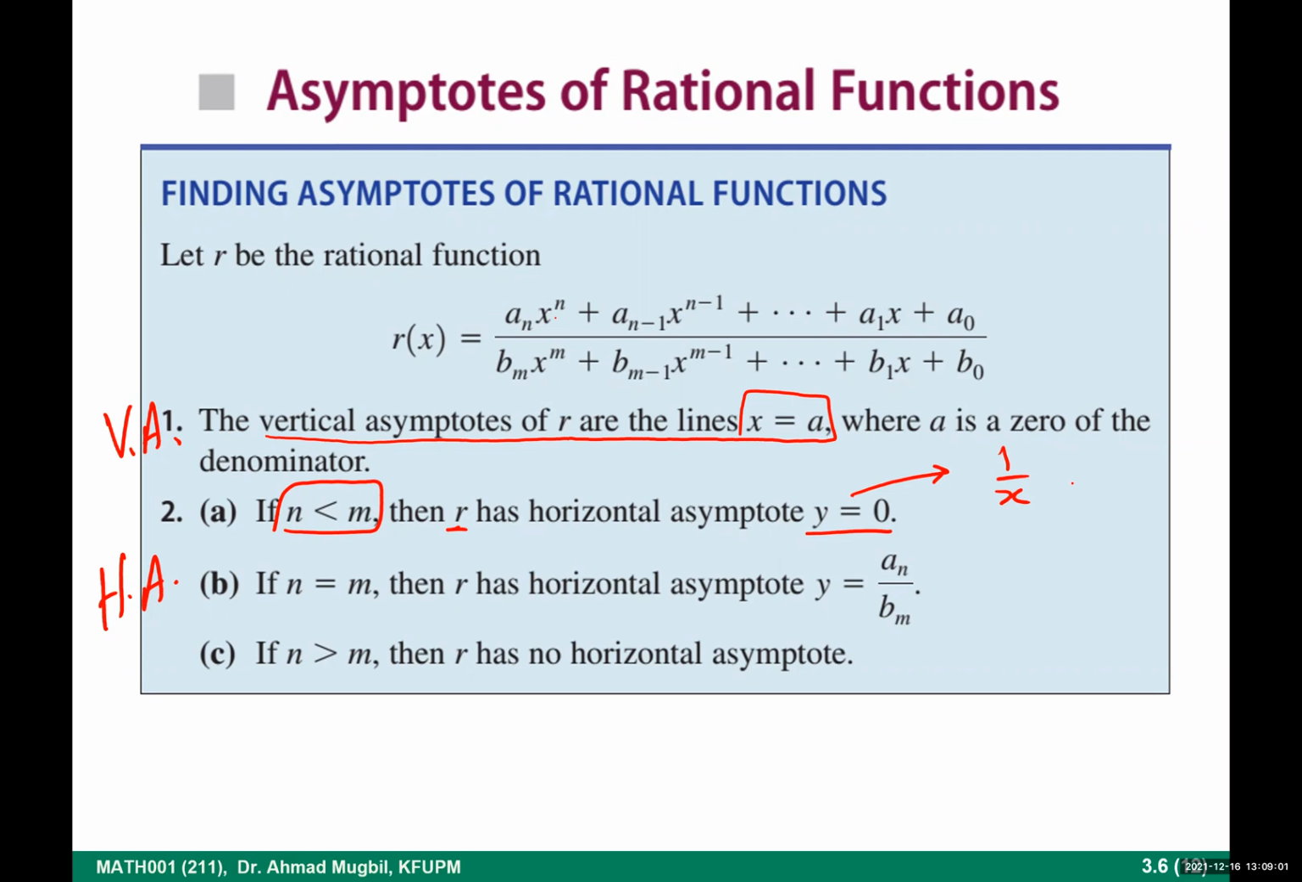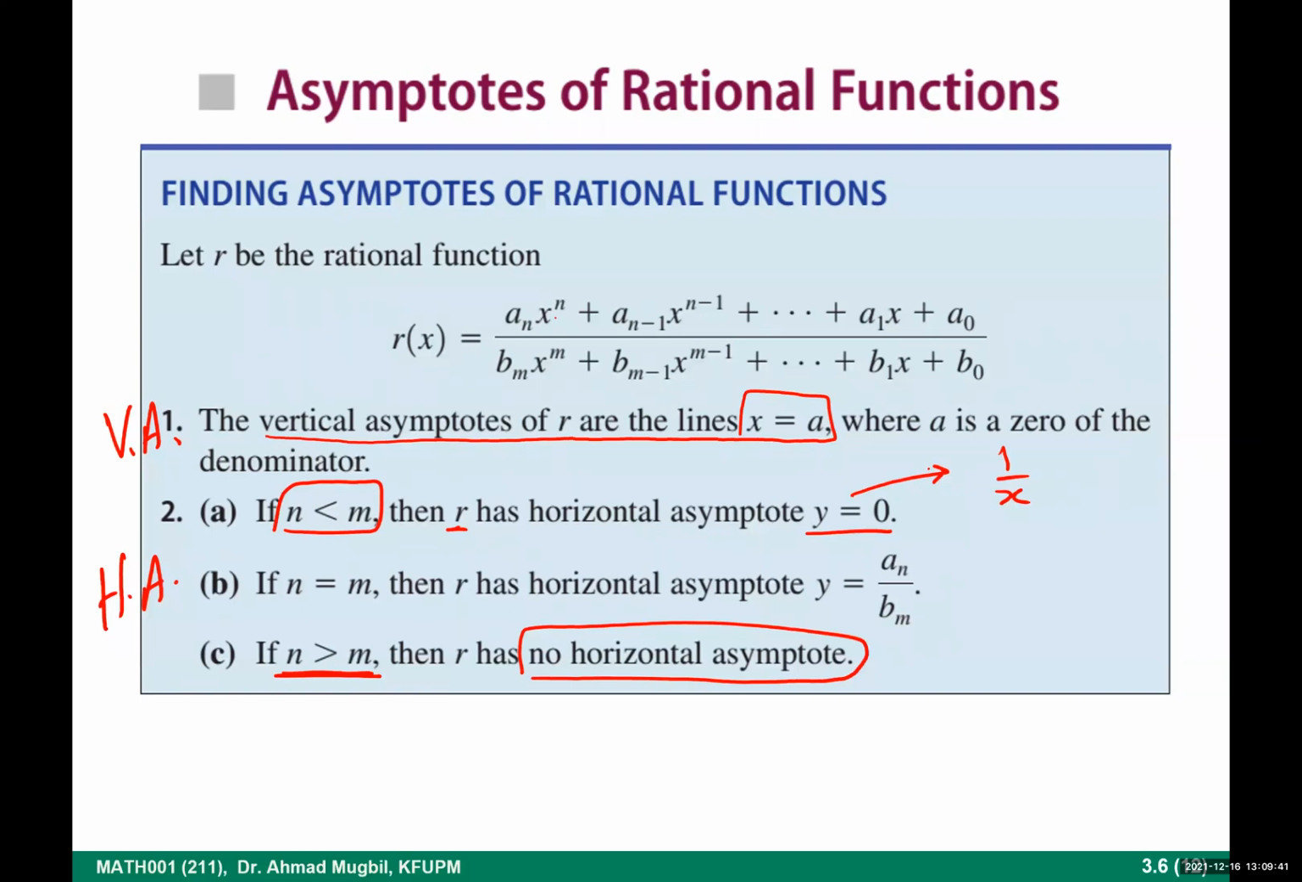Now, if n equals m, if they are of the same degree, what will happen? The horizontal asymptote will be y equals a_n over b_m. What is that? The leading coefficient over the leading coefficient. This is if they have the same degree. Now, if the degree of the numerator is greater than the degree of the denominator, then there is no horizontal asymptote.